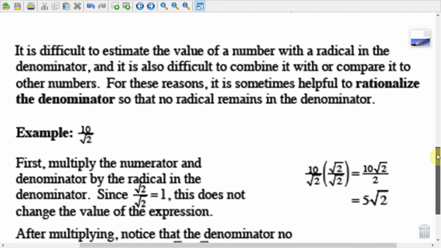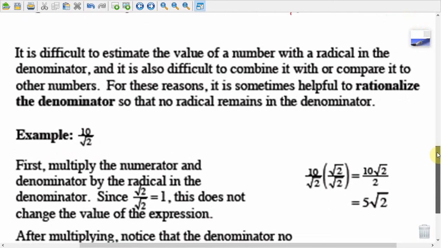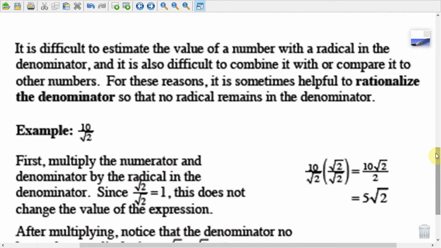Okay. Let's look at one more example. We're going to look at something called rationalizing the denominator. I'll write that out here. All right, let's read the first paragraph there. It is difficult to estimate the value of a number with a radical in the denominator, and it is also difficult to combine it with or compare it to other numbers. For these reasons, it's sometimes helpful to rationalize the denominator so that no radical remains in the denominator.